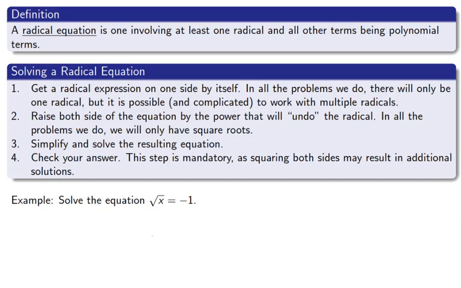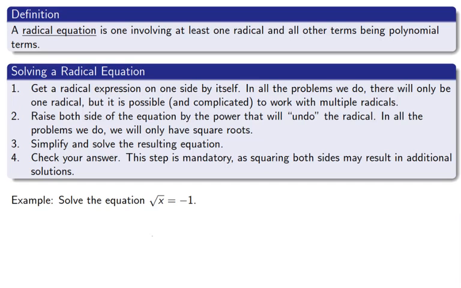But for our case, we're only going to do problems where there is one and only one radical, and we're going to make sure that it's a square root. It's possible to work with more than one radical, it just takes a lot of work. What we do is if we have the radical by itself, we then raise both sides to a power that's going to undo the radical. So since we're doing only square roots, what we're going to do is square both sides.